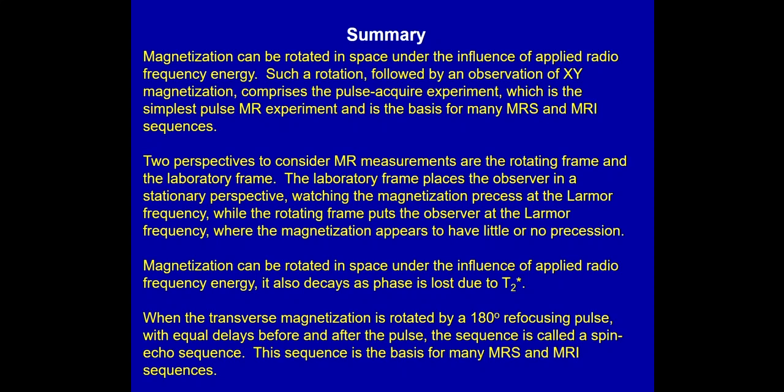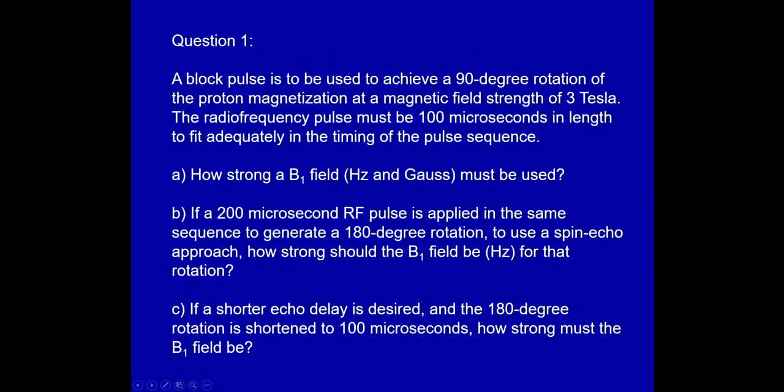That's called a spin echo experiment. The sequence is the basis for a lot of MRS and MRI experiments. It's only slightly more complex than the pulse acquire study. And this concludes the second lecture in the NMR course.